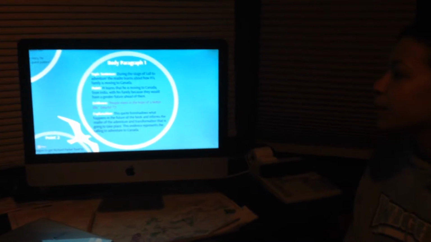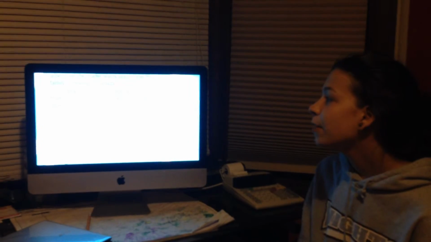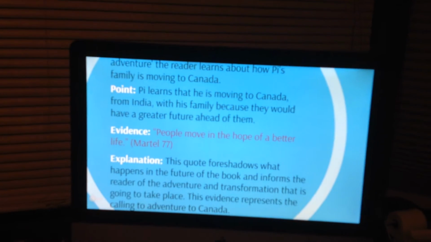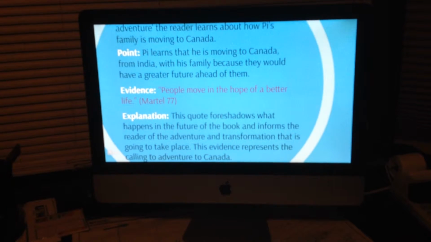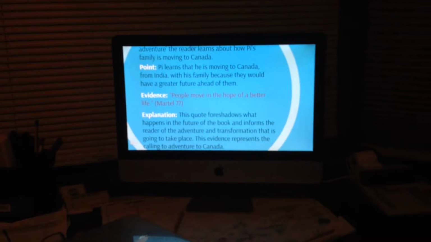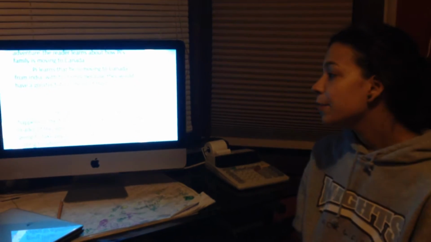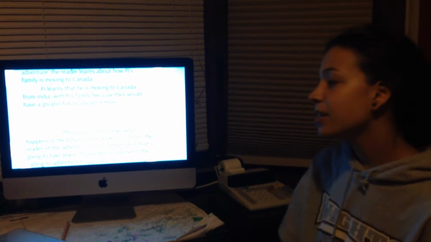During the stage of call to adventure, the reader learns about how Pi's family is moving to Canada. Pi learns that he is moving to Canada from India with his family because they would have a greater chance of a future ahead of them. The evidence that I found in the novel is on page 77 when Pi says that people move in hope of a better future. This quote foreshadows what happens in the future of the book and informs the reader of the adventure and transformation that is about to take place. This evidence represents the calling to adventure to Canada.